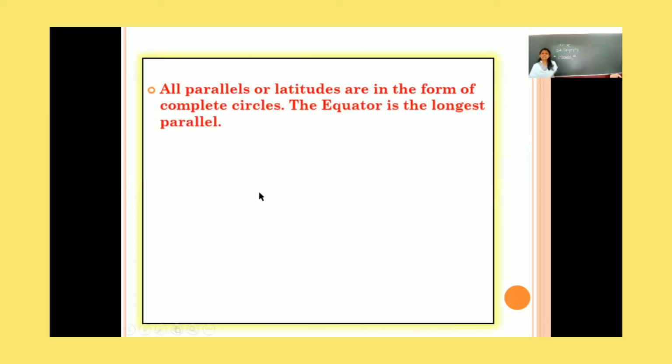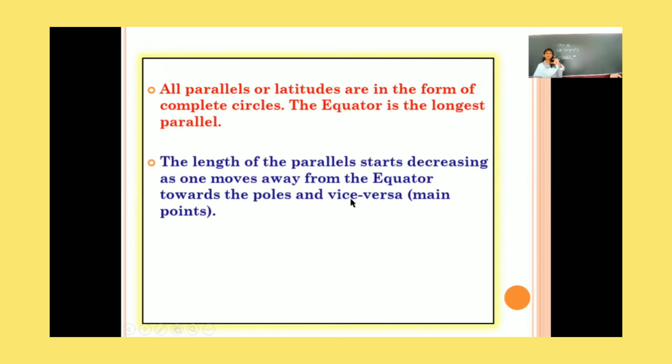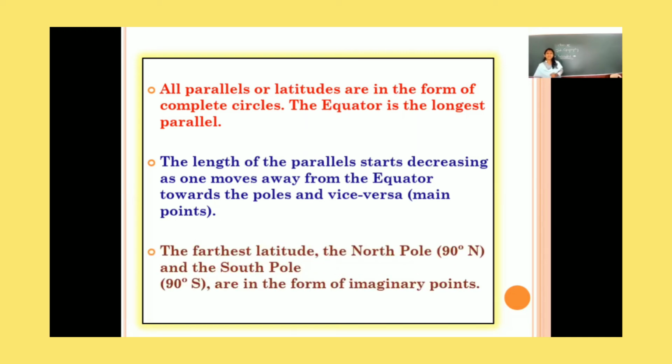All the parallels or the latitudes are in the form of complete circles. Definitely the equator is the longest parallel because it is completely in the middle. And because of the equator, we have two hemispheres, the southern hemisphere and the northern hemisphere. The length of the parallels starts decreasing when it moves from the equator towards the poles. Definitely, the length is decreasing. Why? Because it goes near to the poles, south pole and north pole.